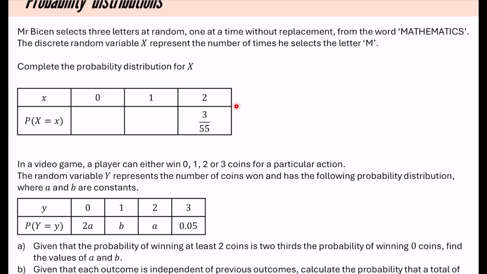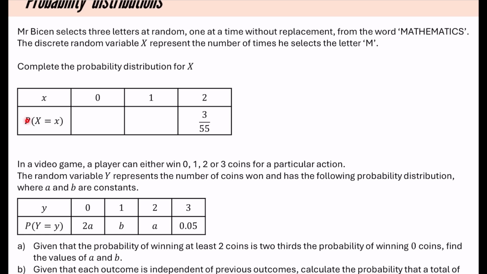And it's been drawn for you. Now, if it wasn't drawn for you, you would be expected to be able to draw this table yourself, and you'd be expected to kind of reason that you could either get M no times, 1 time, or 2 times. Obviously, from the word mathematics, we cannot pick the letter M more than twice because there are only 2 letter M's that we have there. So it's been partially filled in. We already know that the probability of getting 2 is 3 out of 55. I think this one is going to be the easiest.